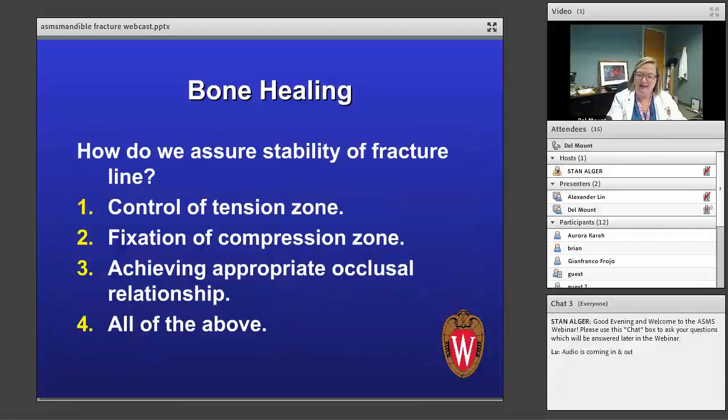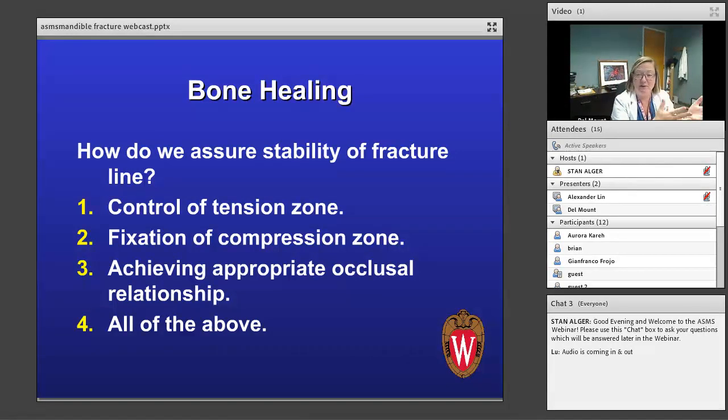So here's a question for everybody, just to make sure everybody's still awake on the line here. And I see we've got 12 participants, so feel free to wave your hand. I don't know if any of you guys have your monitors turned on, but how do we assure stability of the fracture?